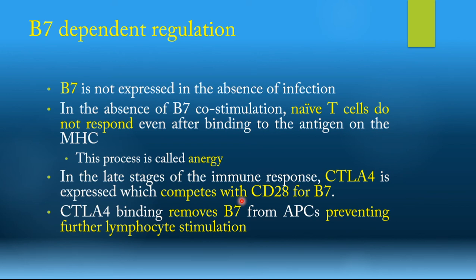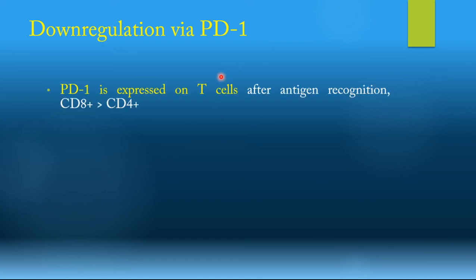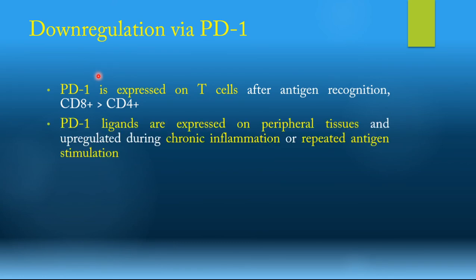Now, there's another mechanism for downregulation, which is using the PD-1 molecule. This PD-1 molecule is expressed on all T cells, mainly on cytotoxic T cells, but it's also present on helper T cells. After antigen recognition, so after binding between MHC and TCR, we'll find that PD-1 is expressed on the T cell. Now, the ligand for PD-1 is present on all peripheral tissue. So all cells in the body will have this ligand. And it is upregulated during chronic inflammation and any time we want the immune response to stop. So once we want the immune response to stop, we will upregulate the PD-1 ligand.